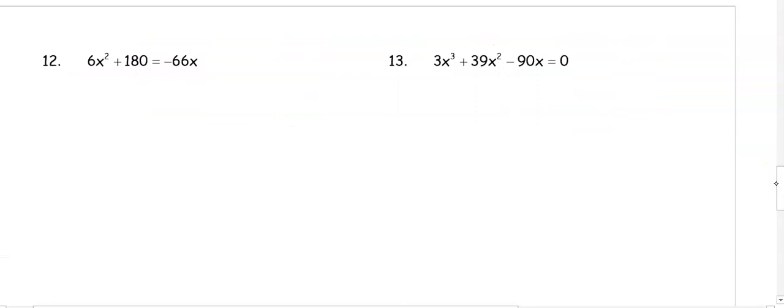In number 12, this is not equal to 0. So the first thing we have to do is we need to move that 66x over. So I'm going to add 66x to both sides. So I would have 6x squared plus 66x plus 180 equals 0. In order to get it to become an x squared, we want to divide everything by 6. So our GCF is 6, and we're left with x squared plus 11x plus 30 equals 0.